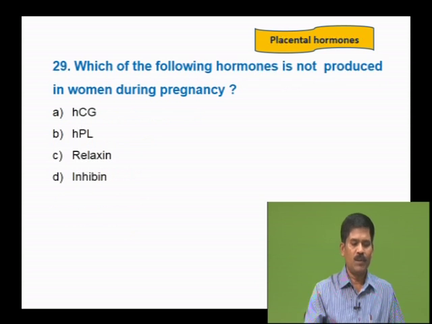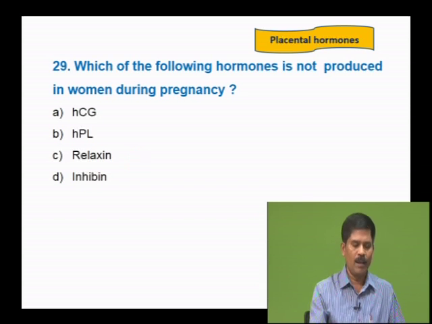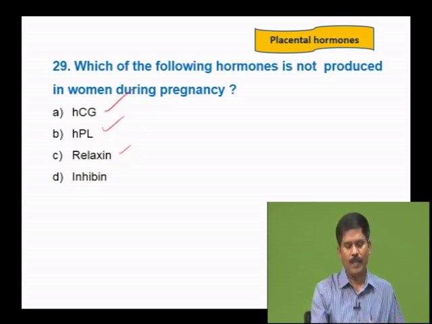Which of the following hormones is not produced in women during pregnancy? ಇದು ಒಂದು HCG ಇದೆ, human chorionic gonadotrophin, human placental lactogen, relaxin and inhibin. Placenta acts as a temporary endocrine gland, secreting hormones like HCG, HPL and relaxin. But inhibin is secreted by Sertoli cells, so therefore the right option is D. It is not secreted by placenta.